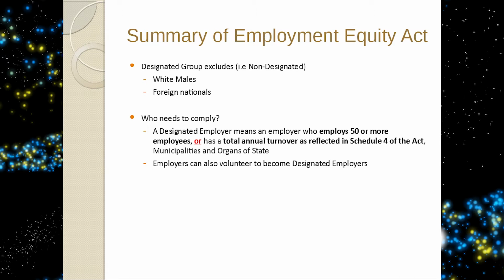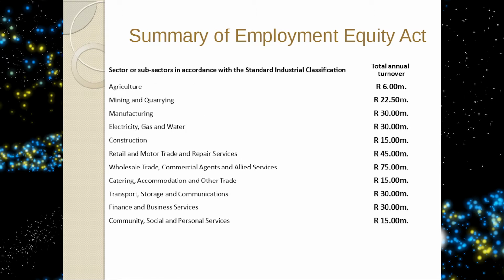Designated employer means all companies employing 50 or more people; smaller companies can also volunteer to comply. Should your company employ less than 50 people, please go and verify the industry that you operate. If your annual turnover is above the threshold in your particular industry, then your company is also deemed a designated employer. In other words, let me give you an example. Agriculture, you can see the total annual turnover threshold is 6 million rand per annum.